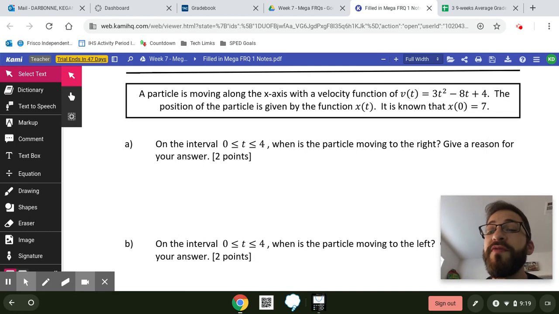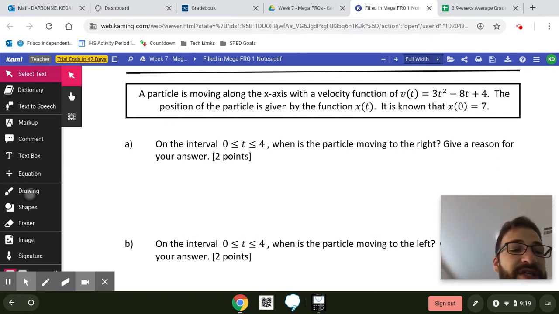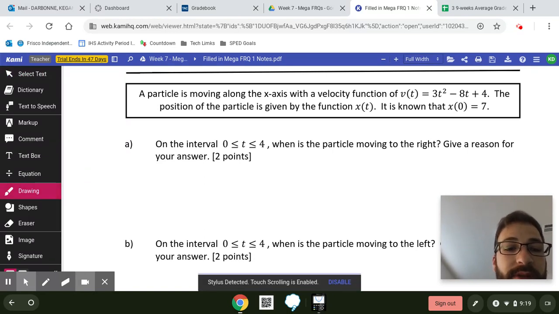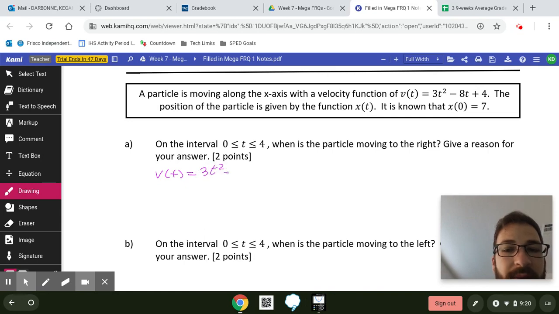Particle moving to the right would mean the velocity is positive. So I need to know when the velocity is positive. Testing everything would be too much, so what would be a really easy thing to do? Find our critical points, and then set up our test intervals. So I can set the velocity equation equal to 0. v of t is equal to 3t squared minus 8t plus 4, so 0 is equal to 3t squared minus 8t plus 4. And then I want to go ahead and factor this out.